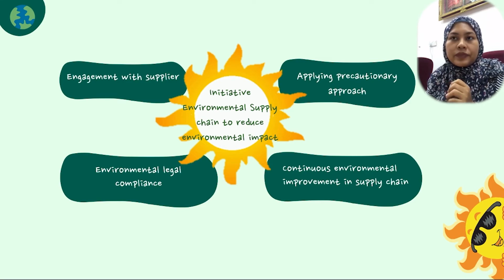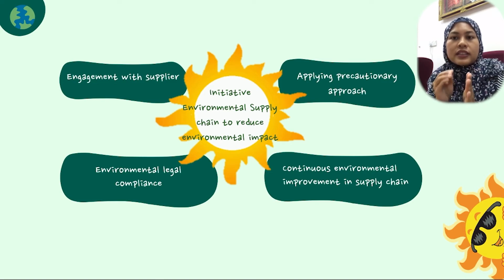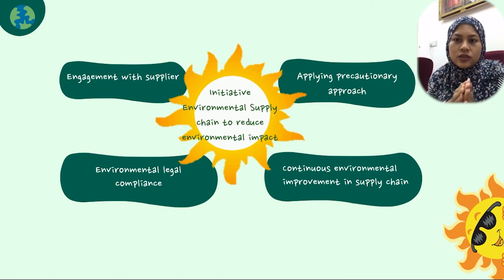Third one is environmental legal compliance. Maybe the company can provide guidelines on how to reduce environmental impact. The last one is continuous environmental improvement in supply chain. The company can influence suppliers and all stakeholders to practice the same practice, and so this non-stop cycle will eventually impact society and also the earth on a much larger scale to reduce the environmental impact.